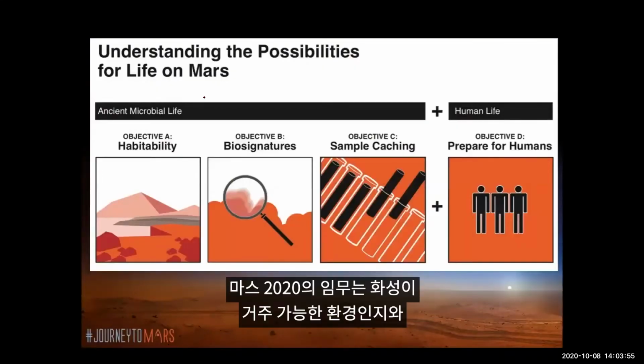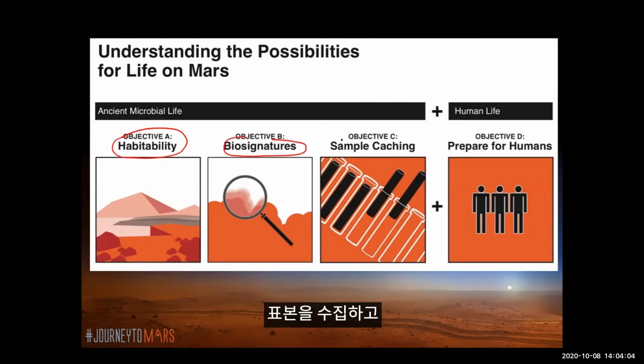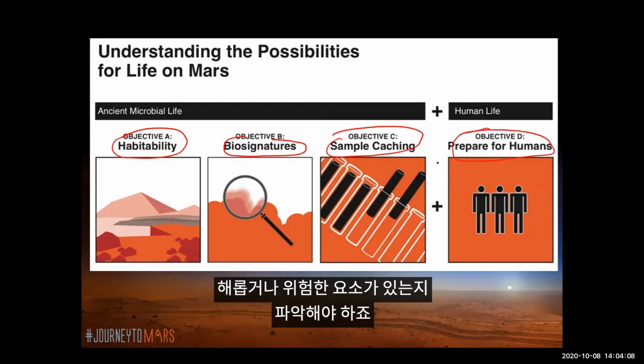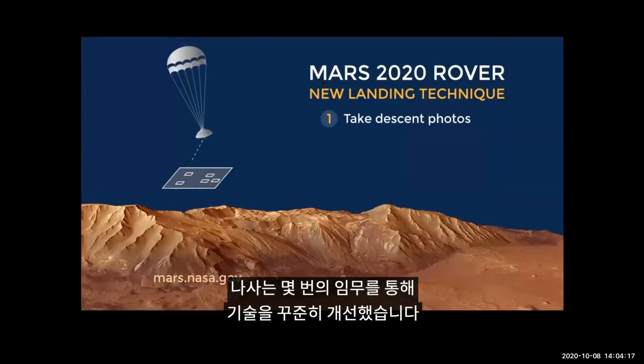And Mars 2020 will focus on checking whether Mars was a habitable environment. We try to find out any sign of life, and we'll collect a sample, and we'll prepare for human missions, understanding any hazard or resource on Mars. Through several missions, NASA continually improved technologies.